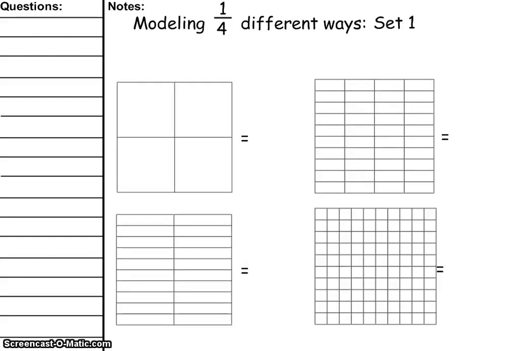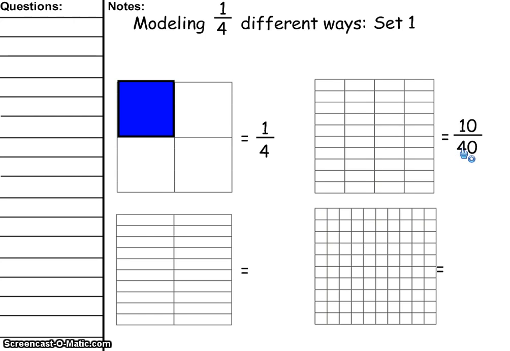You have your recording sheet, and I want you to use set 1 and follow along with me on this part. So we're going to model 1/4. This one is the easiest to show 1/4 because you have 4 parts and the numerator tells me 1 is shaded in. So there we have our 1/4. Here we have 40 pieces. So we would take 4 times what will give me 40, which is 10, and 1 times 10 is 10. So that means 10 pieces would be shaded in.